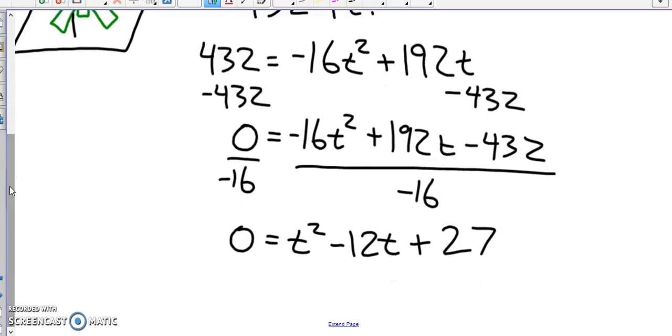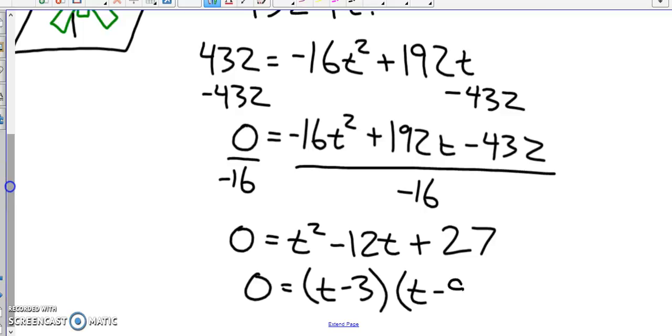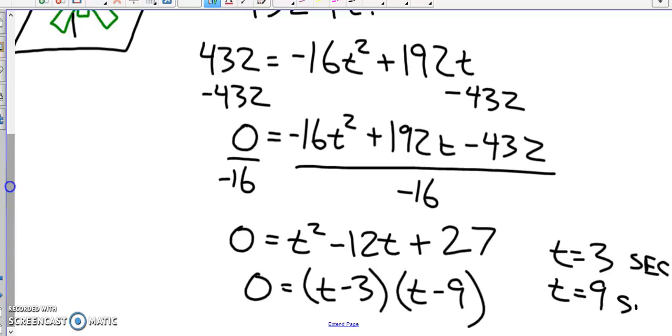So then at this point, you factor what's left. So this would be 0 equals t minus 3 times t minus 9. And you observe that t equals 3 seconds, or t equals 9 seconds.